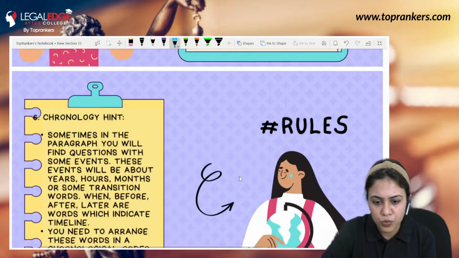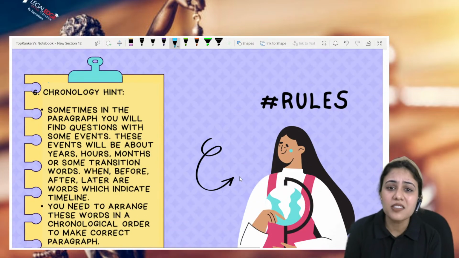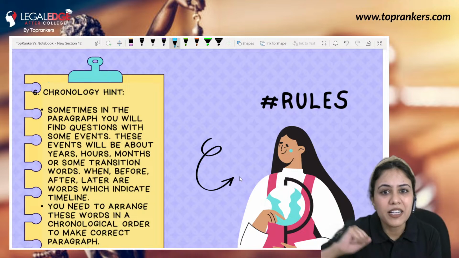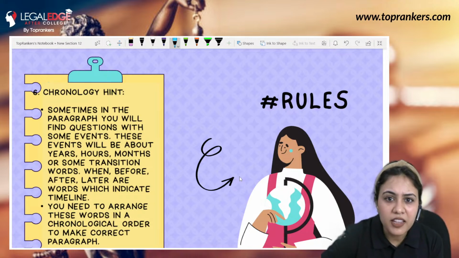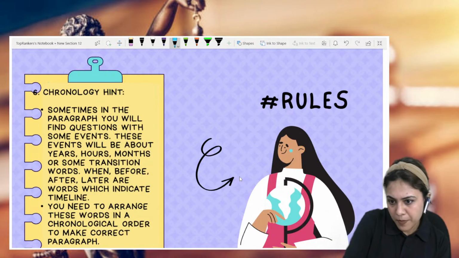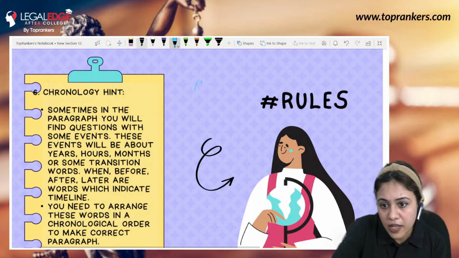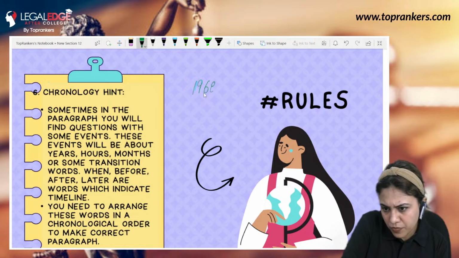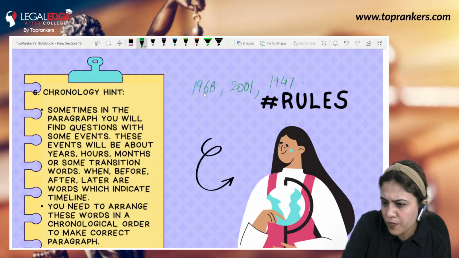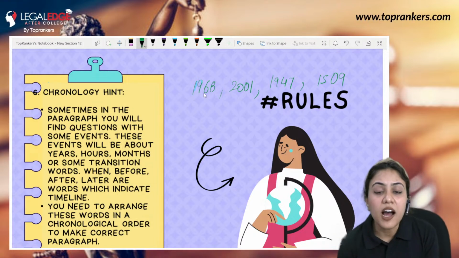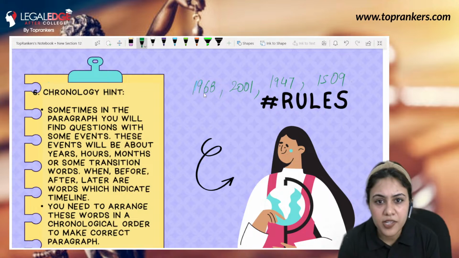Moving forward to the next rule. Chronology hint. Now, what is the meaning of chronology? So, the timeline of events is basically known as chronology. Sometimes in the parajumbles questions, you will see years mentioned. For example, let me use another color. Yes, suppose these are the years mentioned in four different sentences.